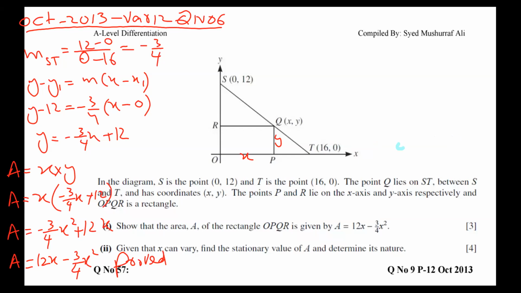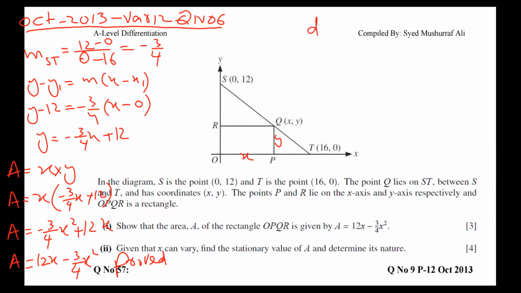Now, what is the next plan? It is asking, for 3 marks, to find a stationary value of A. X can vary. So differentiating the area with respect to x is my first task. It means I will differentiate this equation, put the derivative equal to 0, and get x. That x I put back in the equation to get the stationary value. And then we go for the nature as well. So let's start. I'm going to differentiate here.